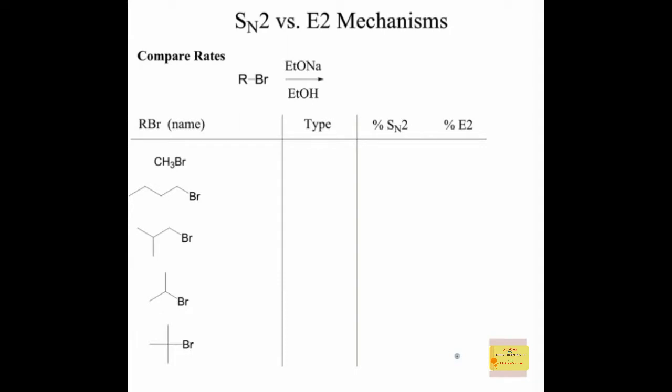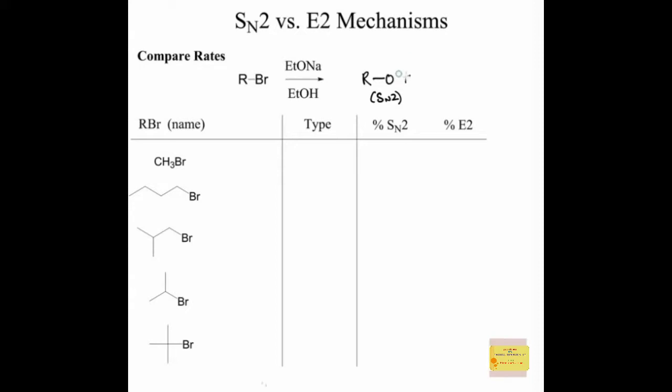So let's compare some rates. If we took a variety of alkyl halides and treated them with sodium methoxide in ethanol, we could have either a substitution reaction take place. What would the product look like if ethoxide decided to act as a nucleophile and do a substitution? That means instead of R-Br, we have our ethoxy. So our nucleophile has replaced the leaving group. That's our SN2.